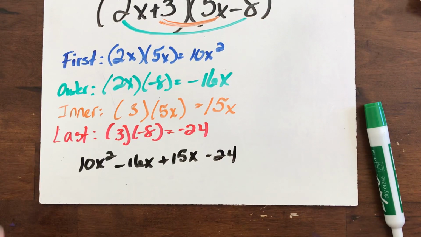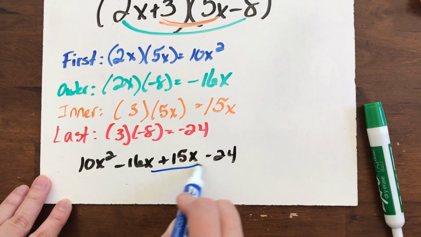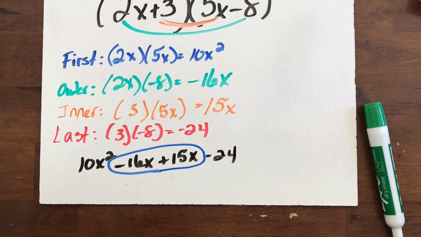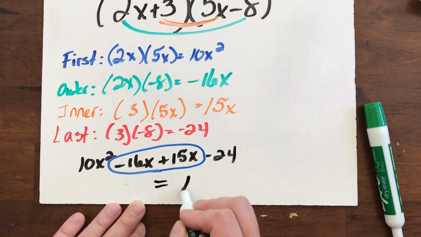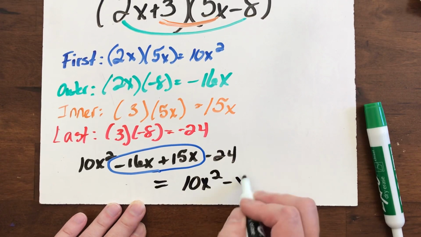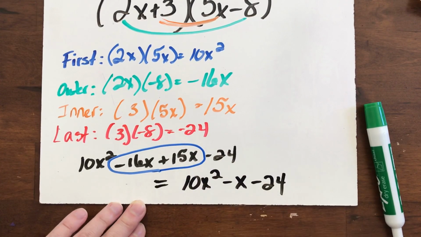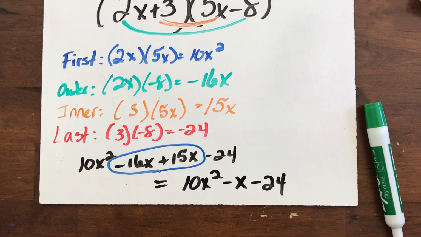What can we do with the -16x and the 15x? You can combine them. And so what is -16x plus 15x? -1x. So my final answer would be 10x squared minus x minus 24. And as funky as that looks, that's the answer.